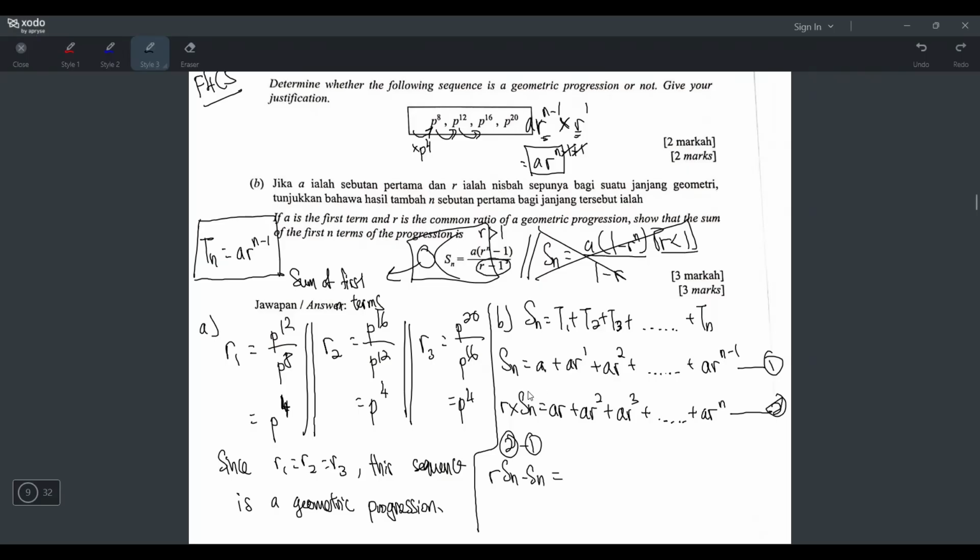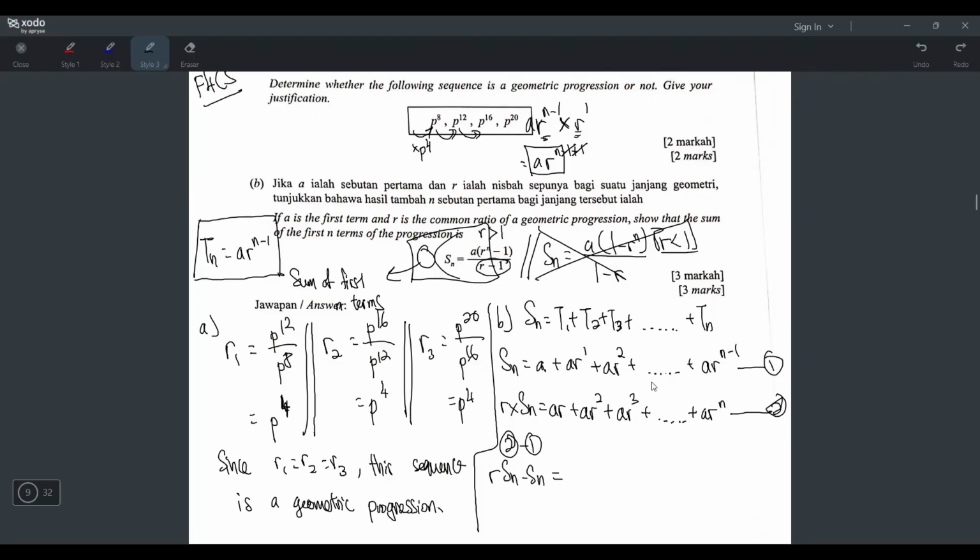On the left side, you take RSn minus Sn. It means bottom minus top. So the right side is also the same: you also take bottom minus top. But when you take bottom minus top, what happens? AR minus AR becomes 0. AR power 2, AR power 2, 0. AR power 3 will be here, 0. This one and this one, 0.